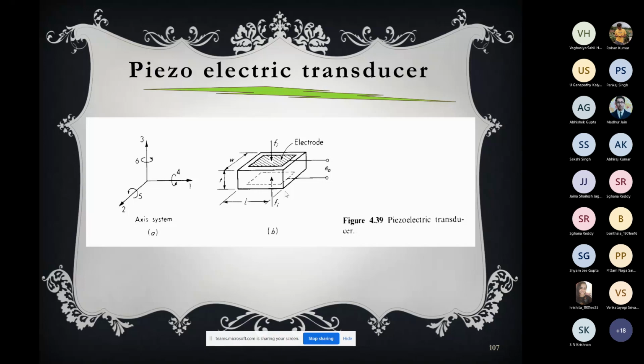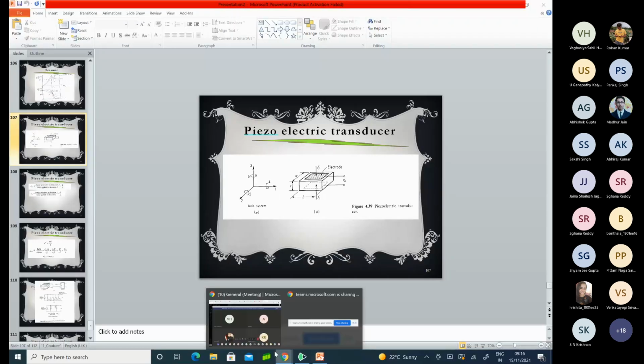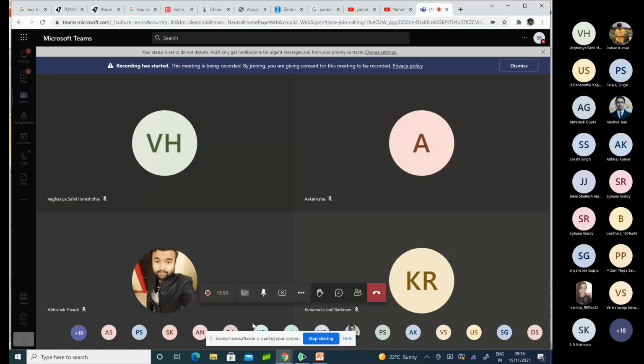Now, tell me up to this if you have any doubt. So we discussed what the piezoelectric effect is. We discussed the different application areas. We discussed the different materials which show the piezoelectric effect. Okay, if you have no doubt, let's proceed.